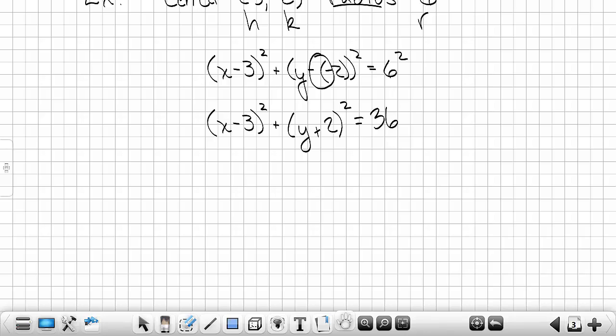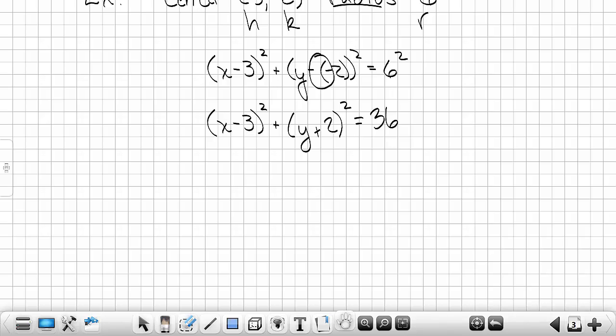X. Is X horizontal or vertical axis? Horizontal. So this is telling me to move it 3 to the right, because it's in parentheses, we do opposite. Y is what type of axis? Vertical. So I'm moving it 2 down. It's in parentheses, we do opposite.